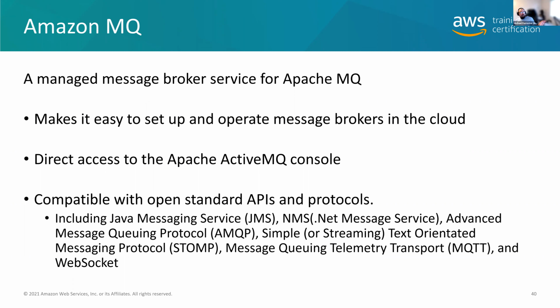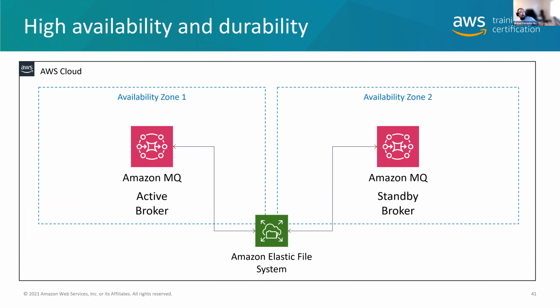Now, this is a little different because it's not a serverless setup. You actually have to have an active broker and a standby broker, usually configured in a redundant pair in 2 availability zones, and they communicate with each other through EFS, using basically an EFS backend. You can actually force it to use EBS if you want to. There's some restrictions around that. The challenge here is that only one broker is active at any given time. So this is not an active-active setup.